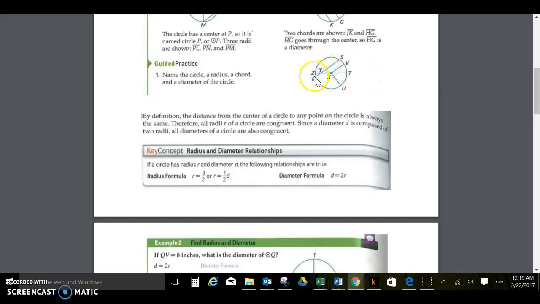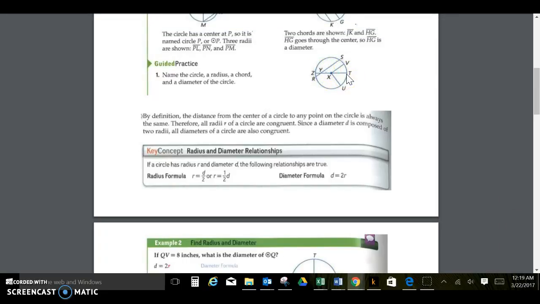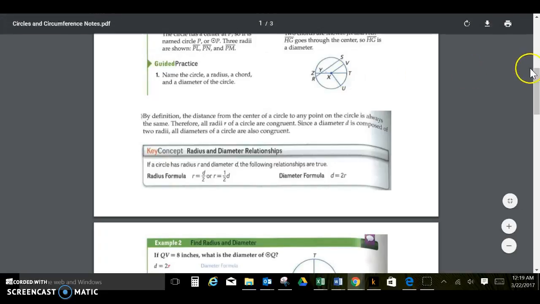A chord, you could have said RS as a chord. You could have said ZT as a chord. And then the diameter is the one that goes through the center, and that's ZT. And make sure you use the line segment symbols for all these.